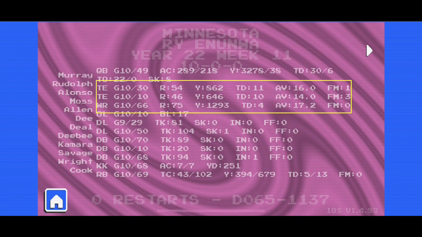And then SK is going to be the sacks. If we look at the receiving players, tight end and wide receiver, again, G, games played in the season slash games played over their career. R being the amount of receptions that they've made. Y, the total amount of yards that they've made. TDs, the total amount of touchdowns that they've scored. AV, the average yards per reception. And FM, the total amount of fumbles that they've made.